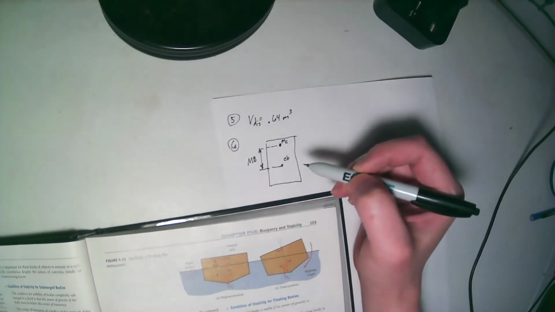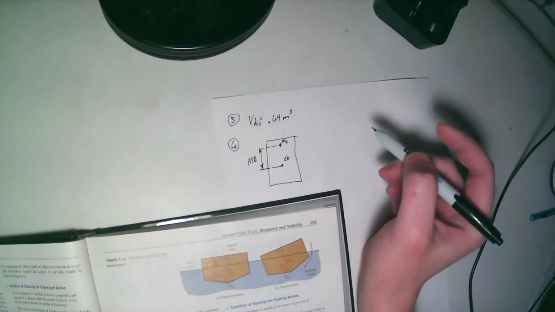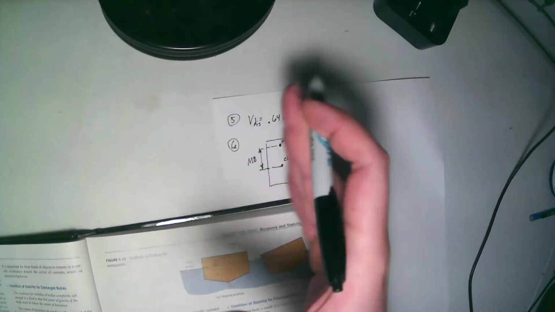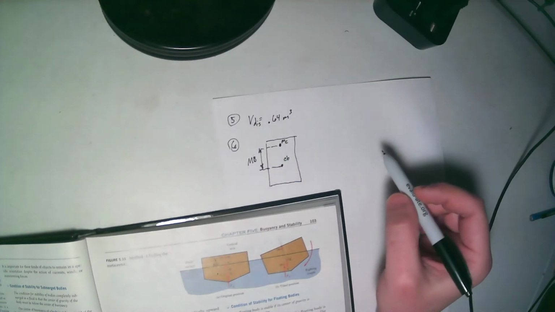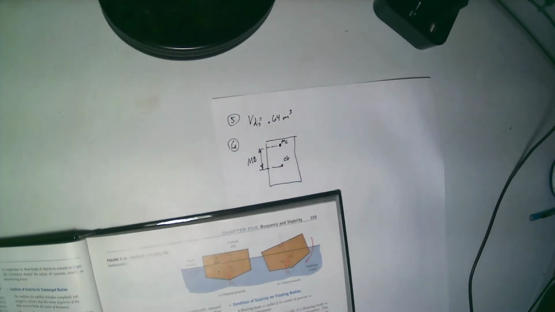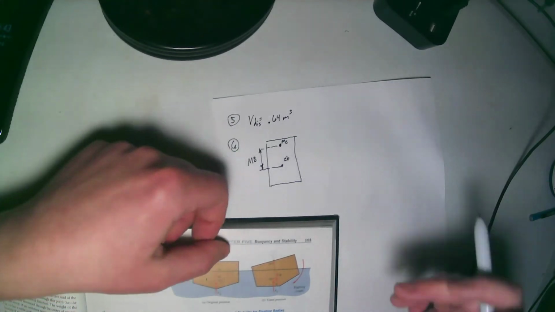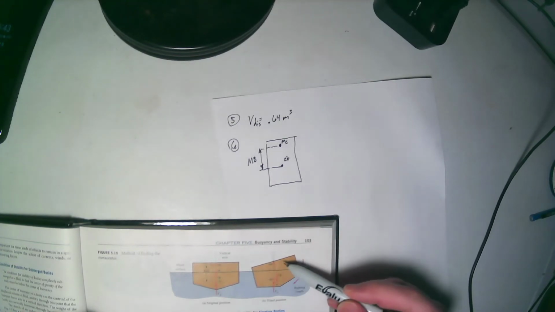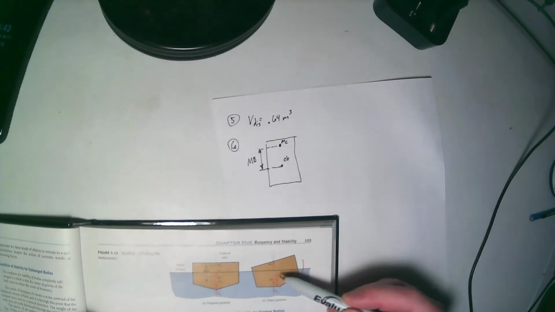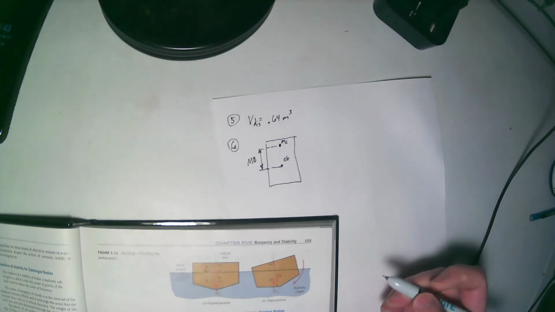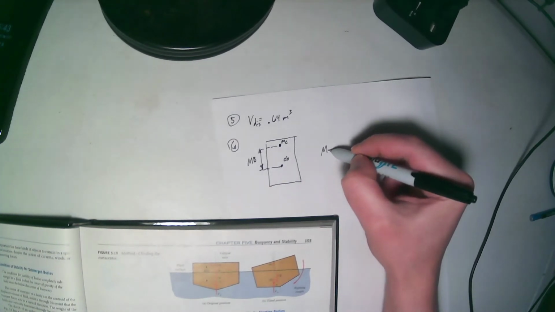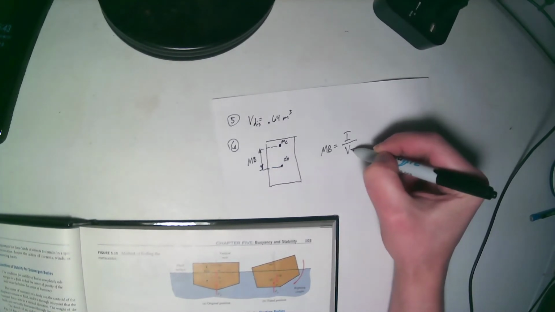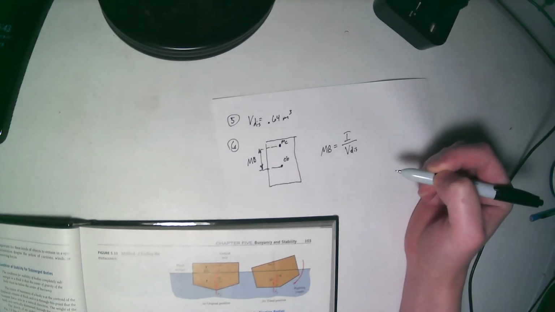Metacenter from the center of buoyancy. And that's basically where everything kind of pivots back and forth, rocks. You could think of a boat rocking. It rocks along that metacenter, as you can see here. So as this boat rocks back and forth, its pivot point is basically right at that metacenter point. So to get MB, we do moment of inertia divided by our volume displaced.